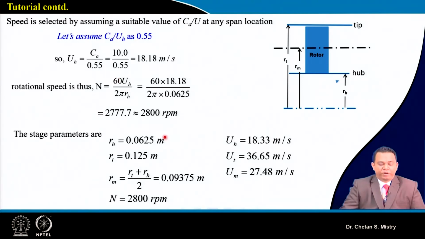Based on that we will check the rotational speed. It comes to 2777.7 rpm, so roughly we can say this is in the range of 2800 rpm. So now we have our hub radius and our tip radius, and we can do our calculation for the mean radius. Taking 2800 rpm, we are able to calculate the peripheral speed at different locations.